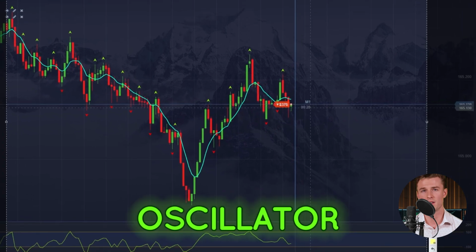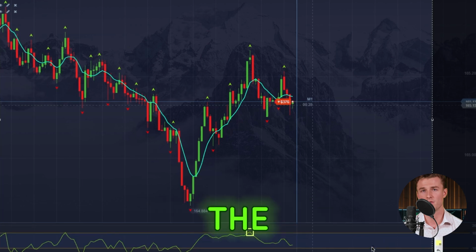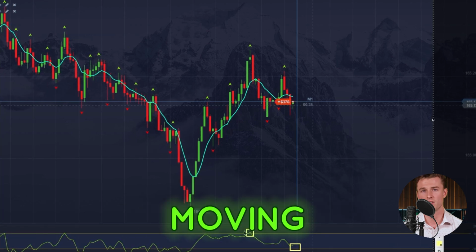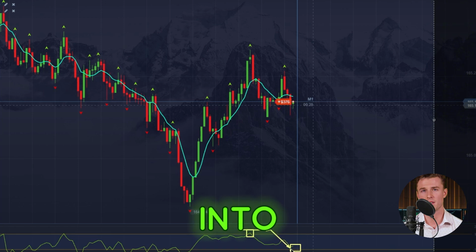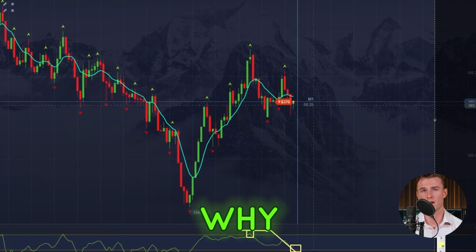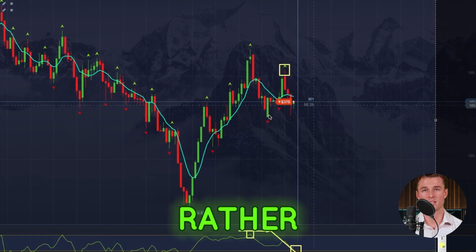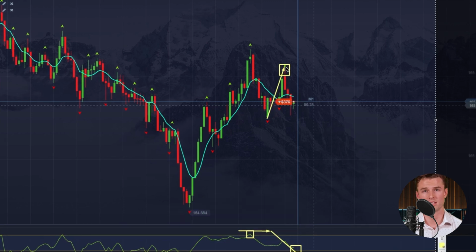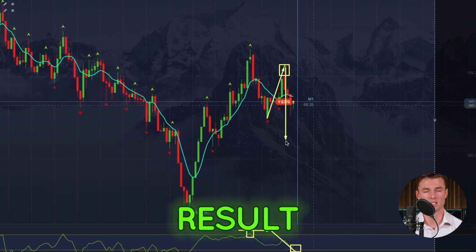Overbought area on our oscillator. Since the crossing of the oversold area has occurred, the moving average should tend to go into the overbought area. That's why it's better to open a trade up rather than down. Let's look at the result.